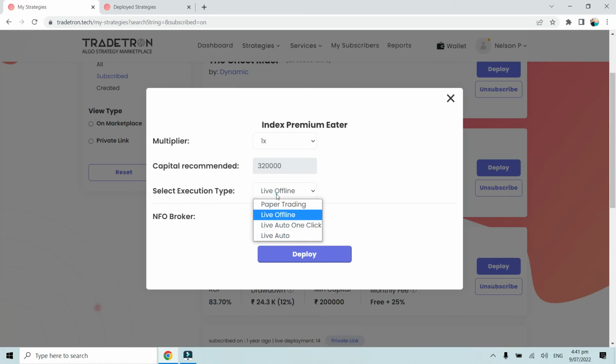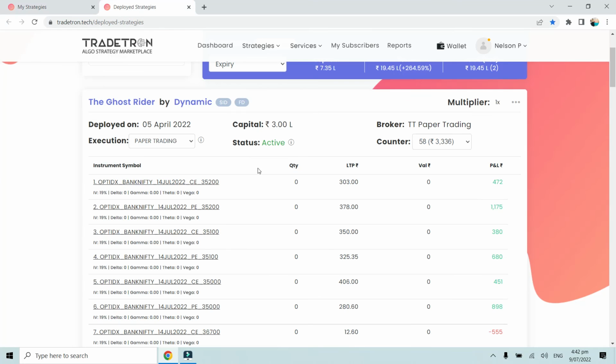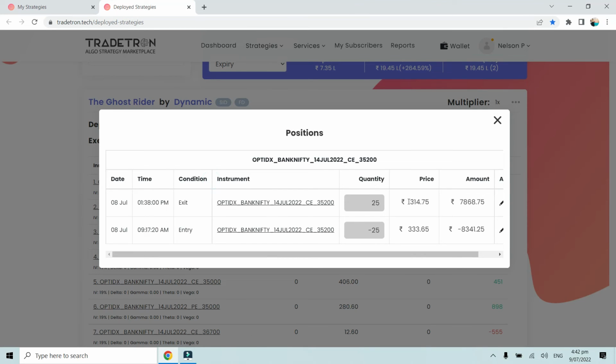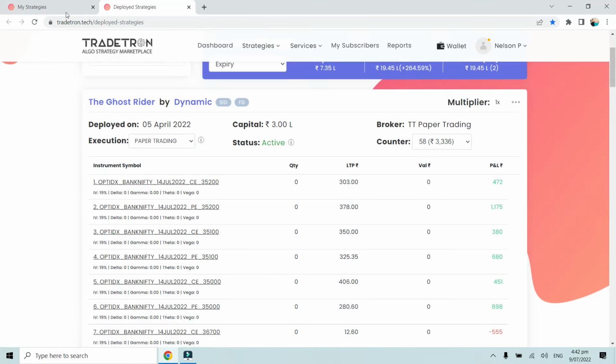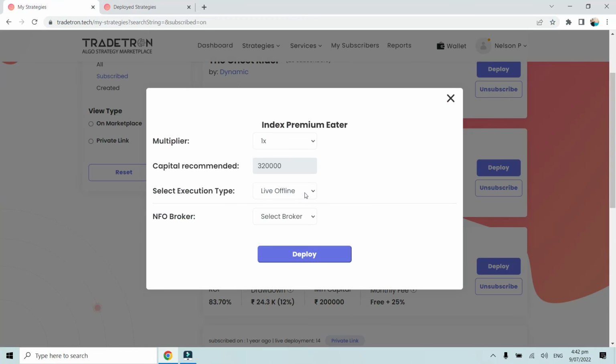Second is live offline. Live offline is similar to paper trading, but the advantage is that it's based on the rates that are available at your broking terminal. In paper trading, the rates shown over here are based on the data that is available in Tradetron. Whereas in live offline, this data is sourced from your broker terminal.